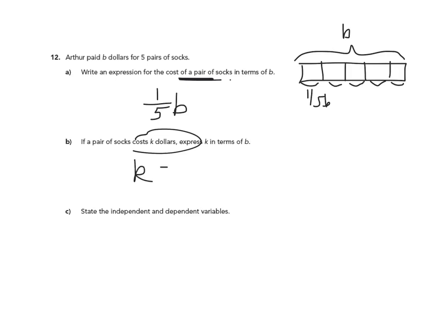So I know that K, the cost of a single pair of socks, is 1/5 of the total of the socks. State the independent and dependent. K, the cost of each pair of socks, is fully dependent upon whatever it costs for all those socks together. K fully depends on B in this case.